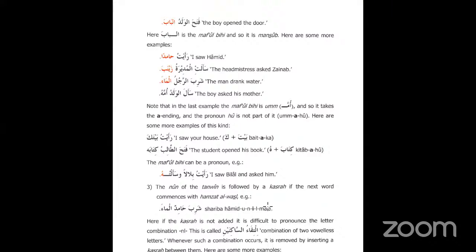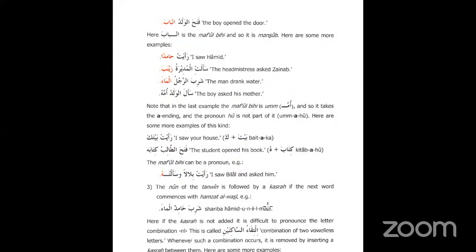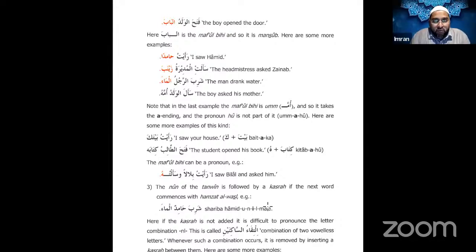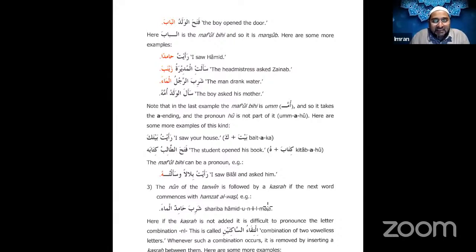The maf'ul bihi, the object, is mansub. Example: Fataha al-waladu al-baba. The boy opened the door. Here, al-baba is the maf'ul bihi, so it is mansub. Here are some examples. Ra'aytu Hamidan, I saw Hamid. Explain to me here, Sister Sadiqa, what does this mean, maf'ul mansub? It means it is a fatha or a fatha tanween. Excellent. Why? Because it's the object.